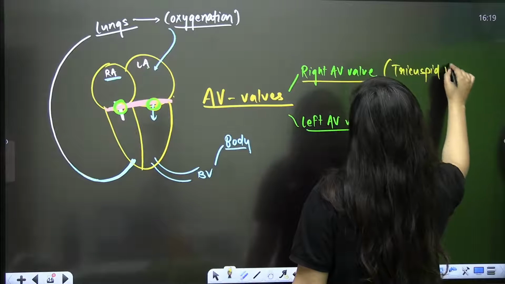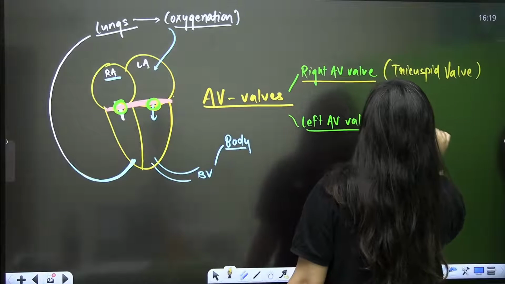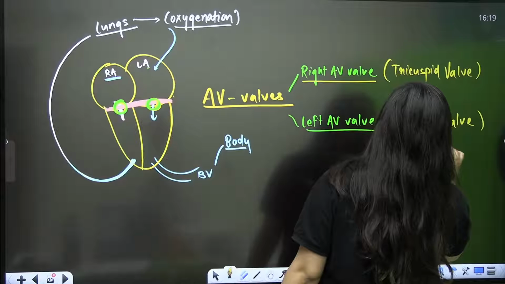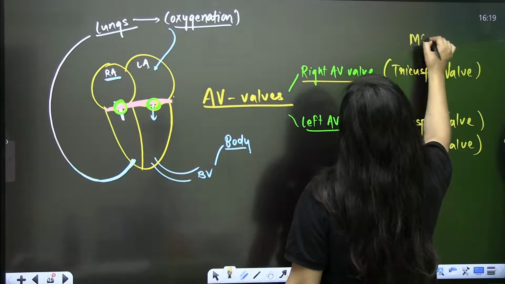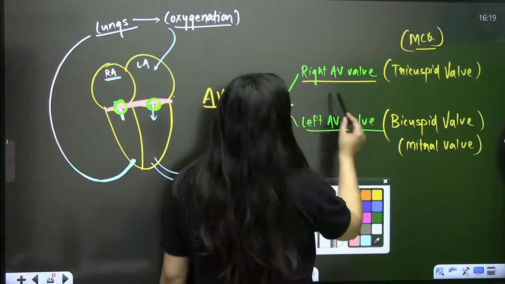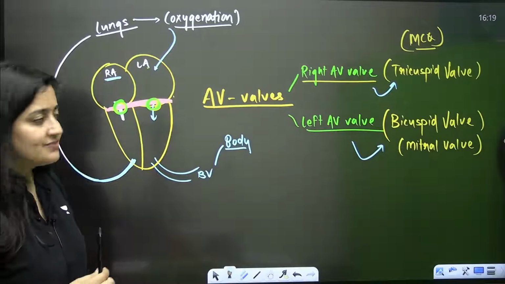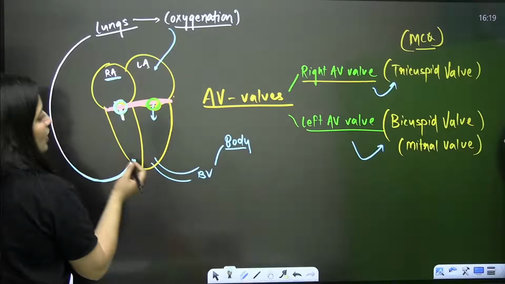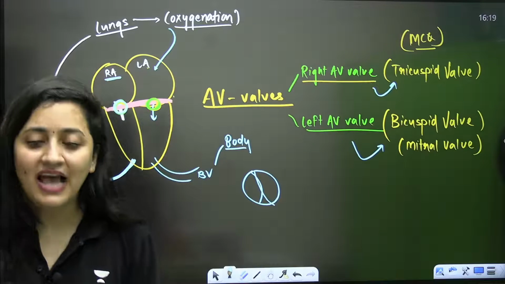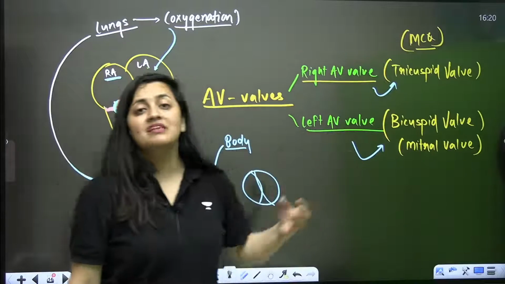Another important question for your NEET. And this left auriculoventricular valve is the bicuspid valve, also known as the mitral valve. Another important question. So, the right auriculoventricular valve is your tricuspid valve. The left auriculoventricular valve is your bicuspid valve, also known as the mitral valve. What is the meaning of bicusp or tricusp here? You are talking about certain kinds of flaps. Bicuspid means 2 flaps will be there. Tricuspid means 3 flaps will be there.